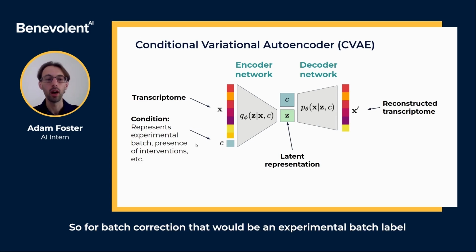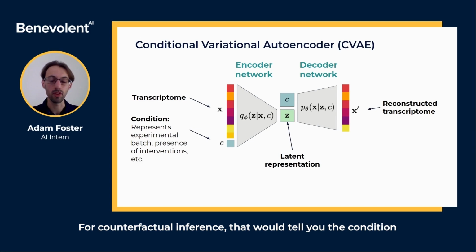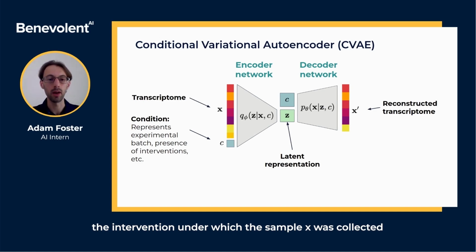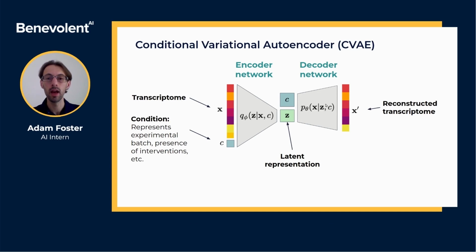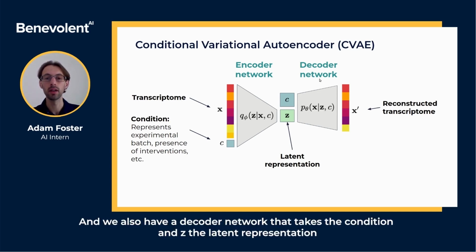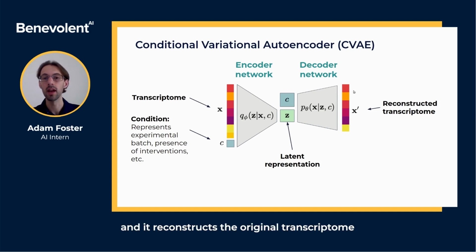So for batch correction, that would be an experimental batch label. For counterfactual inference, that would tell you the condition, the intervention under which the sample X was collected. In fair representations, that would be the protected attribute. These are encoded to produce this latent representation Z. And we also have a decoder network that takes the condition C and Z, the latent representation, and it reconstructs the original transcriptome.